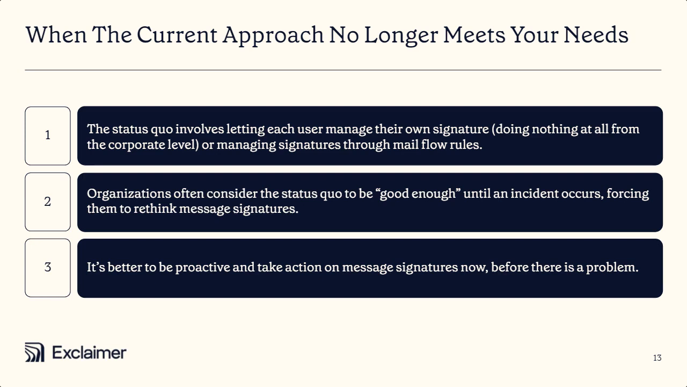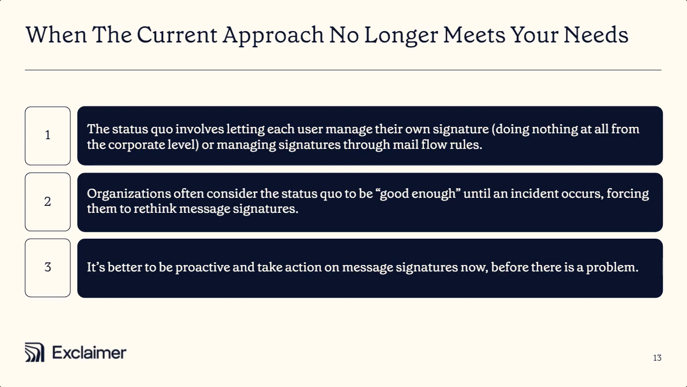So how do you know if the status quo or your current approach is no longer meeting your organization's needs? Well, you have to remember, the status quo looks different in every organization. You could have a situation where the status quo involves letting each user manage their own mail signatures. In other words, doing nothing at all from the corporate level or the IT level, or managing signatures through Mailflow rules.